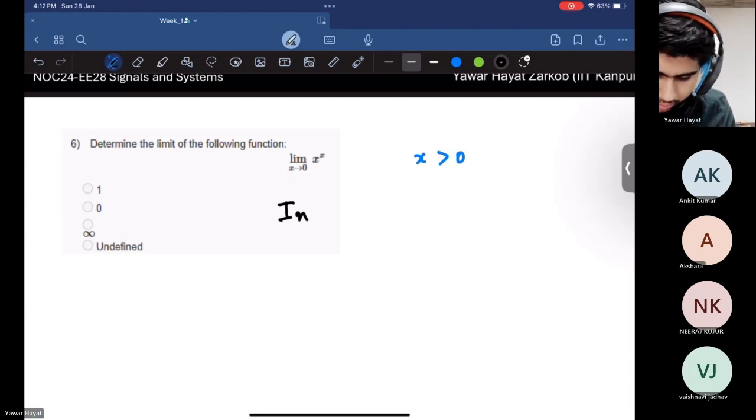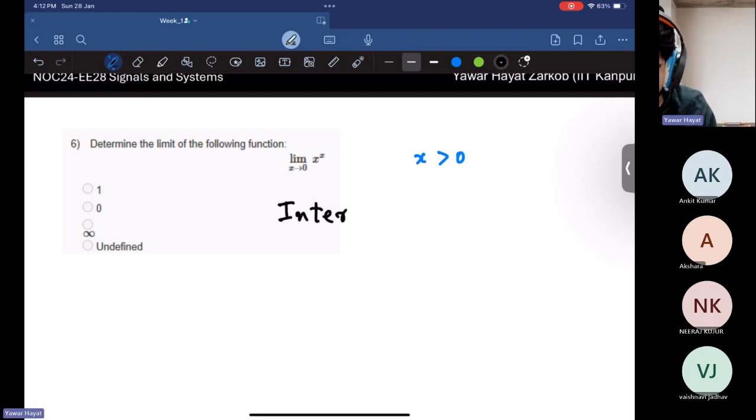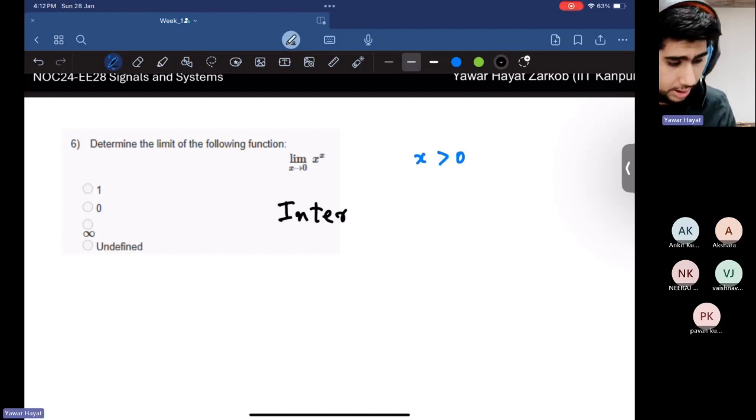Now we know about indeterminate forms. Okay, someone has joined the lobby. Fine, admit.